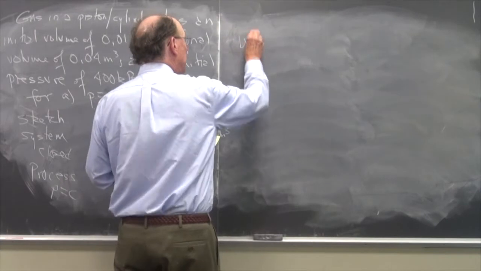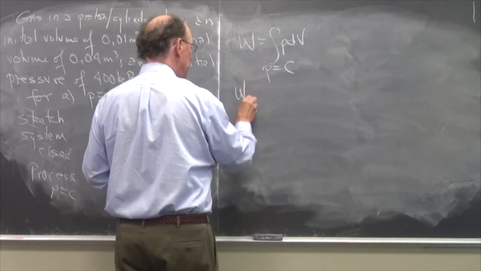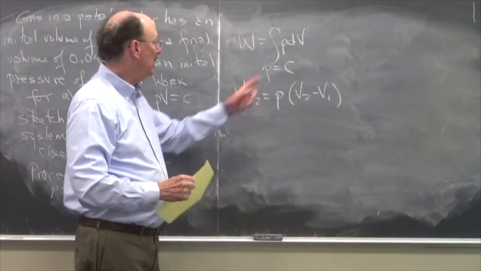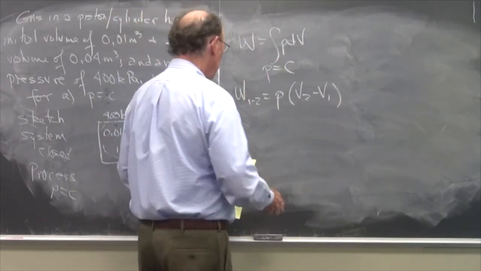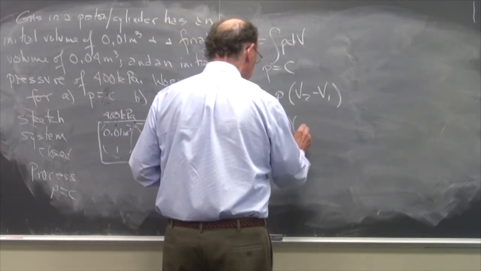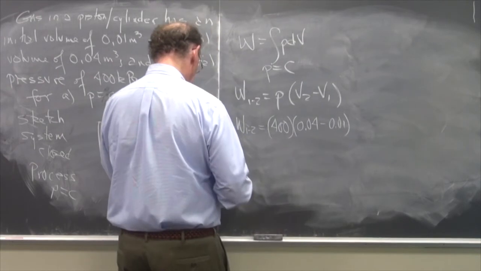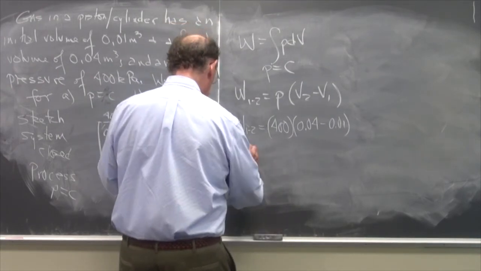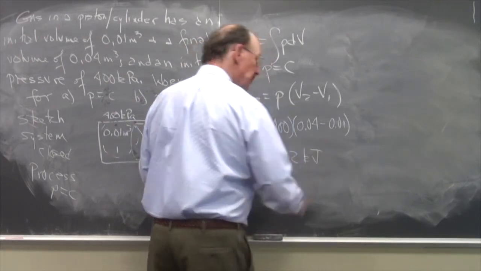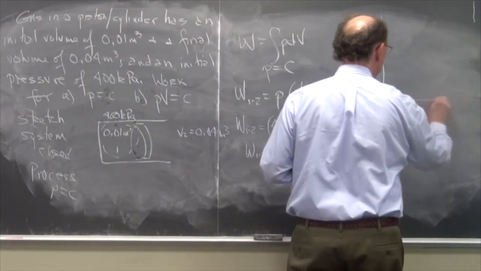So if I do this, W is equal to the integral of P dV. P is equal to C. So W12 is equal to P times (V2 minus V1). The P comes out from the integral sign. We have dV, and so then we have that the work from 1 to 2 is equal to 400 times (0.04 minus 0.01), which is equal to 12 kilojoules. I have 12 kilojoules represents the work.